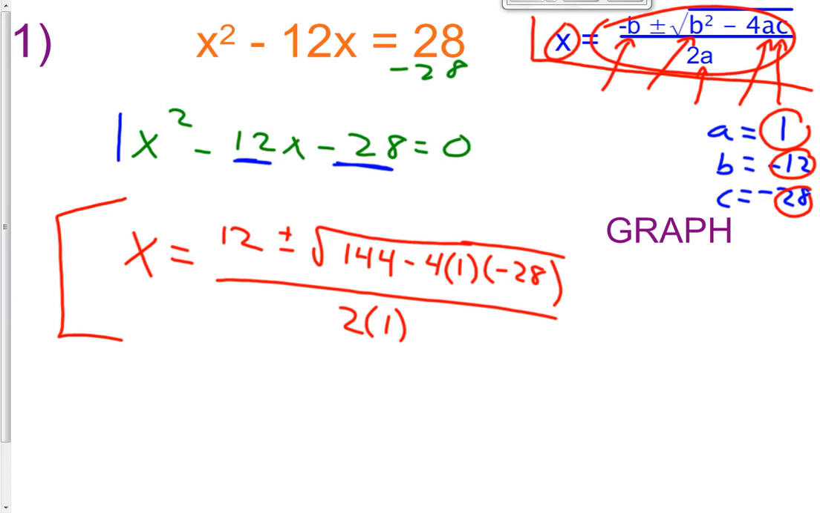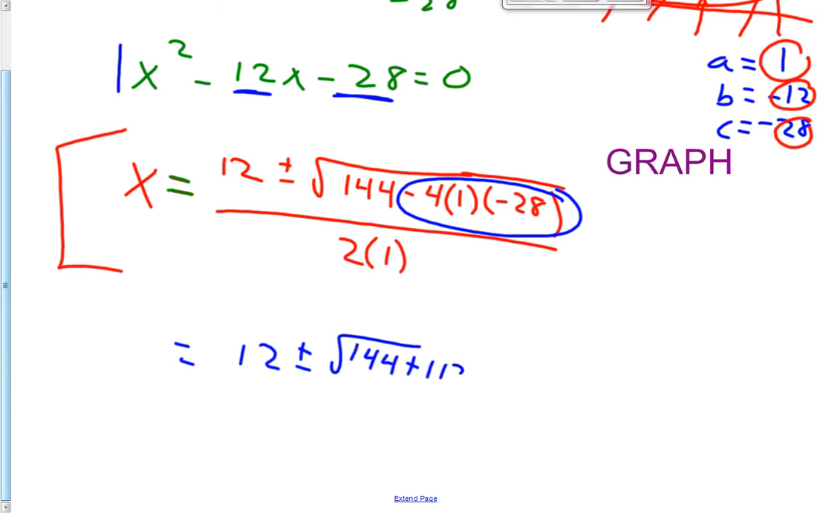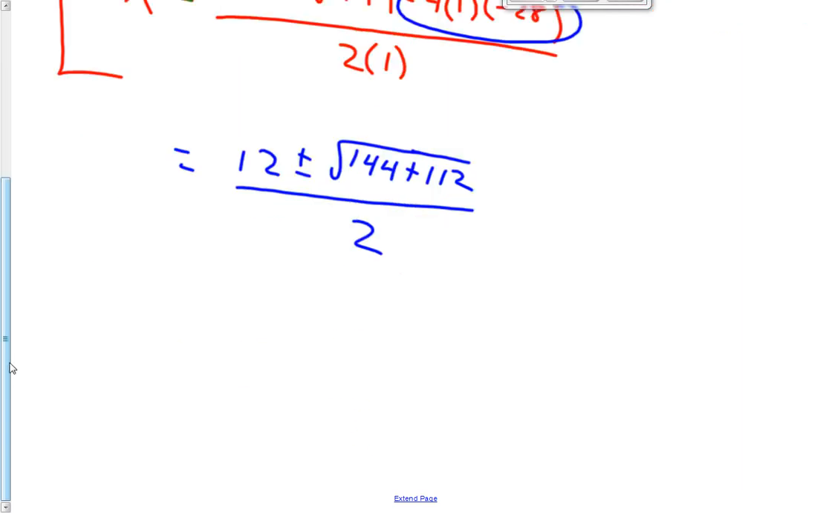Now we're just going to simplify everything on the right side of this equal sign. So I would have your calculator out for this lesson. You're going to use it quite frequently. I always like to multiply these three by each other first. So it's negative 4 multiplied by 1 multiplied by negative 28. When I multiply those three, I get a positive 112. So now I get 12 plus or minus the square root of 144 plus 112, all of that divided by 2 times 1, which is 2.